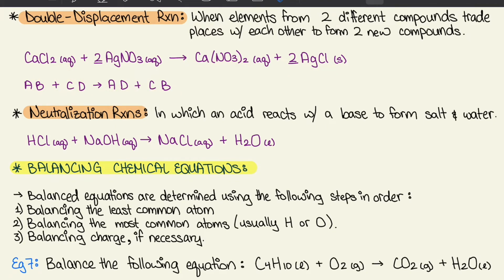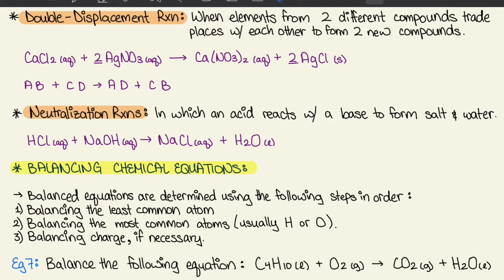Next we have a neutralization reaction, in which an acid will react with a base to form salt and water. So in our example here, we have HCl plus NaOH. So HCl would be the acid, NaOH would be the base, and that would create salt, which is NaCl, plus a water molecule. And these are the types of reactions that we need to know for the MCAT.